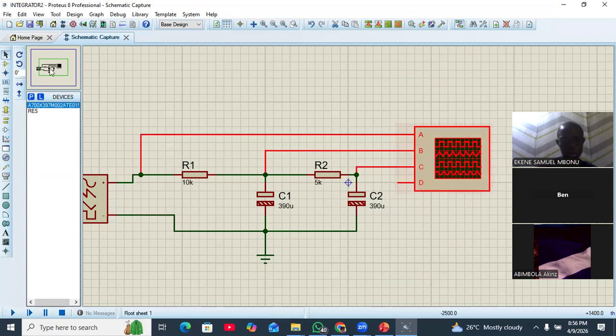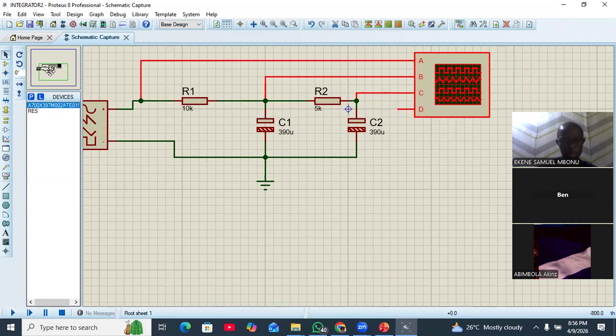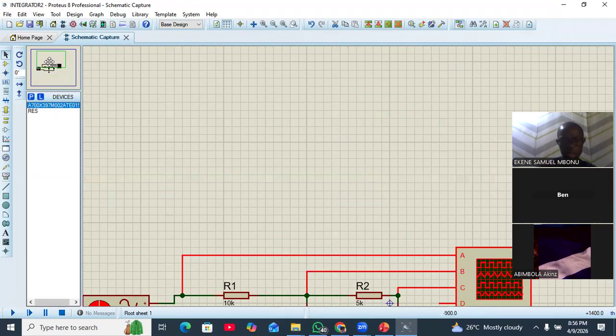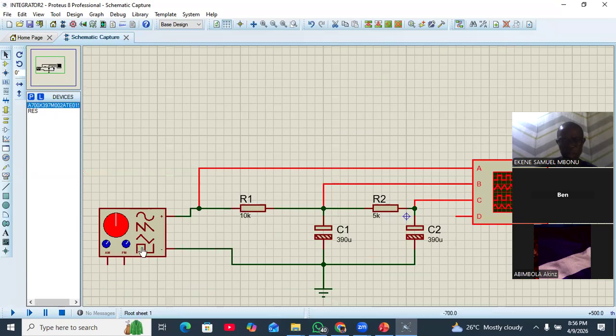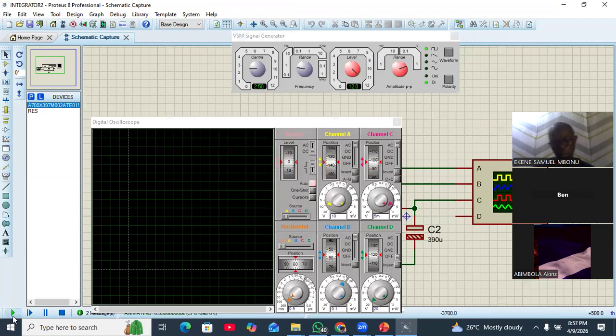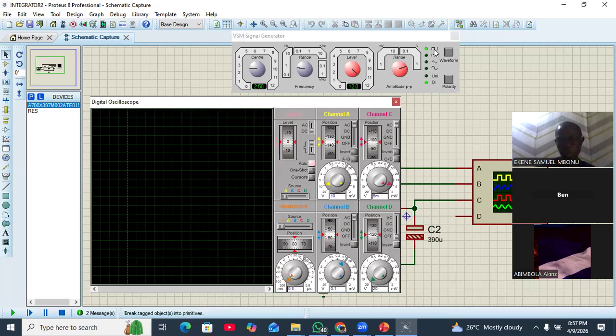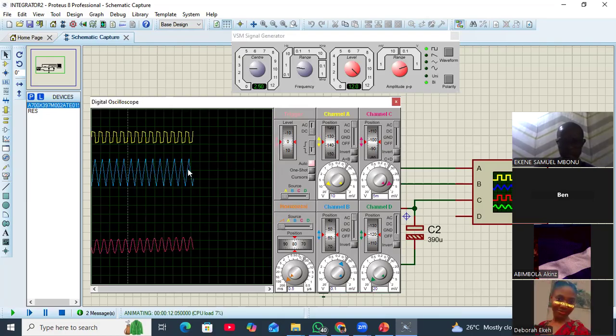So this is a function generator. This is exactly the circuit you saw. This is an oscilloscope. So we run it. It's on square wave. So let's wait for the signal. This is the input, which is the square wave. This is the first stage, channel B, which is the sawtooth, and this is the sine wave.